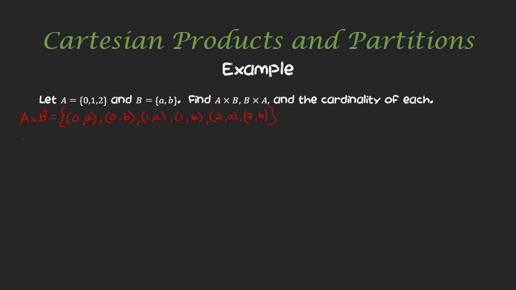B cross A, on the other hand, would be the set of ordered pairs where the first element comes from B and the second element comes from A. This would be the set (a, 0), (a, 1), (a, 2), (b, 0), oh sorry, I missed (a, 0) earlier, so (b, 0), (b, 1), and (b, 2).